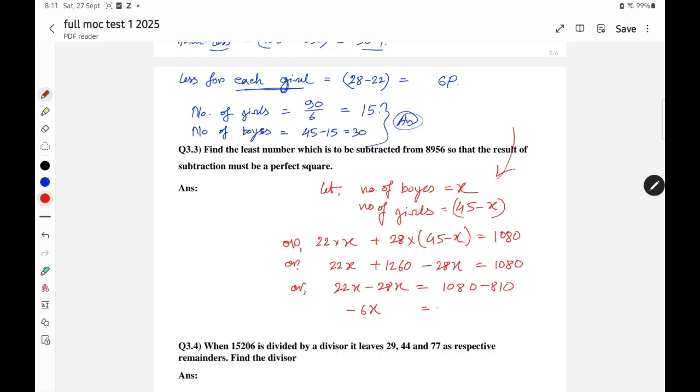6x মাইনাস 6x, আর এখান থেকে আসছে 1260 মাইনাস 1080. So 180 minus 180. Minus minus will be cancelled out. 6 equal to 180 by 6. So 30.